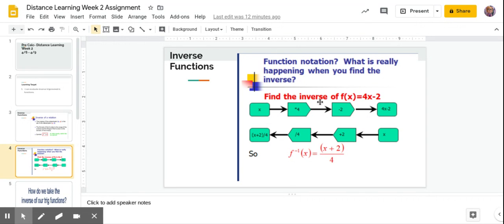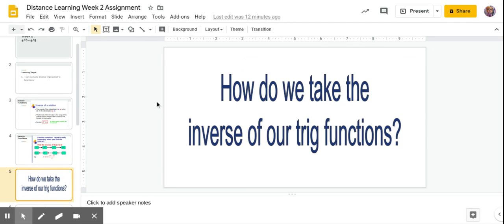It's the how do we undo it? In this one, it's multiplication, so you divide. In this one, it's subtraction, so you add. It's the inverse operation, inverse function. It's how you undo the function. So that brings us to the question, how do we take the inverse of trig functions?